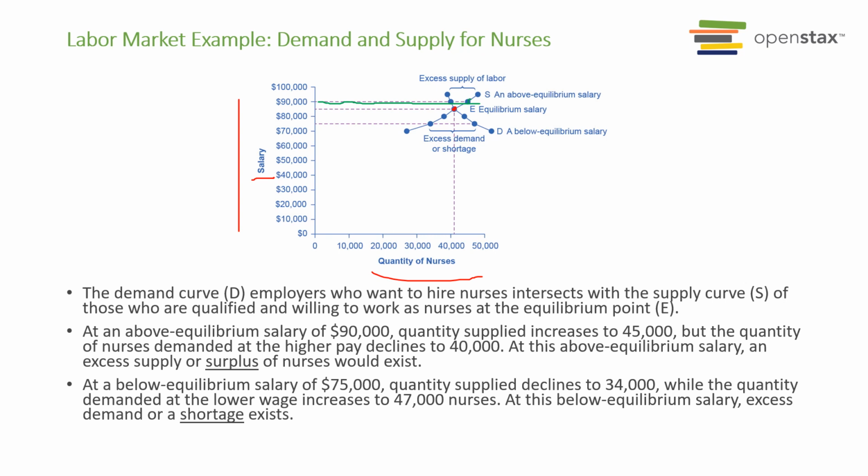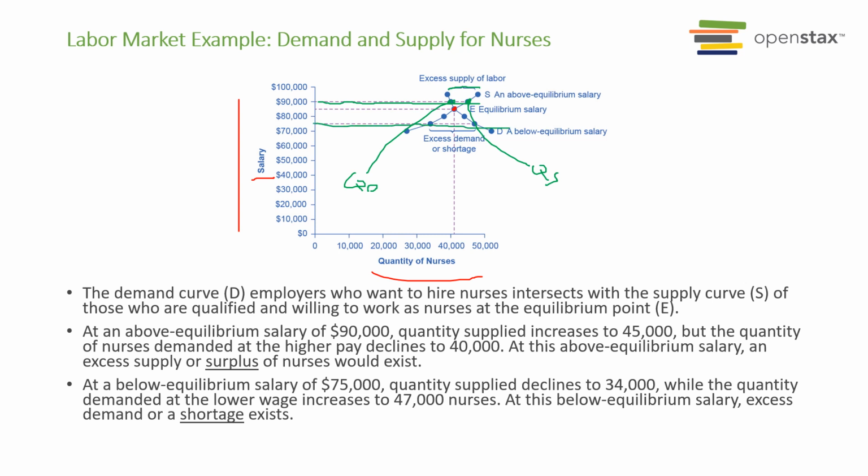At this point here, that is your quantity supplied, and this point here is your quantity demanded. The gap between the two is the excess supply of labor, or the surplus of labor. Remember, this is also called unemployment, right? So if the wage is too high, we might see unemployment in the economy. And vice versa if the price is too low. Suppose the wage goes down to only $75,000.